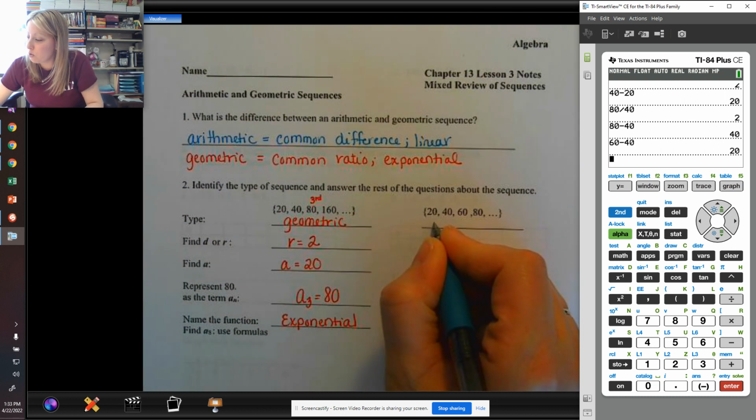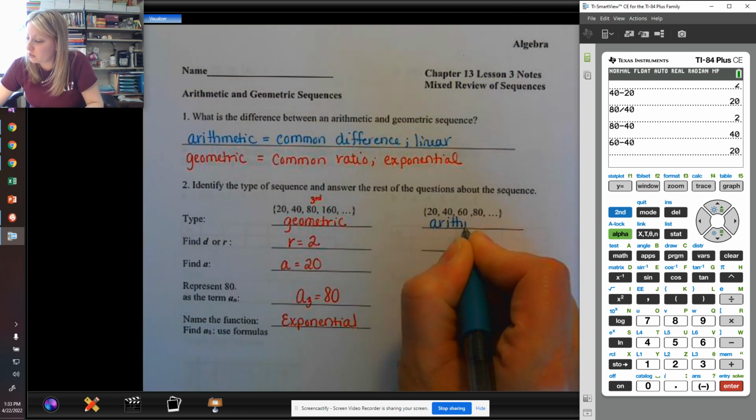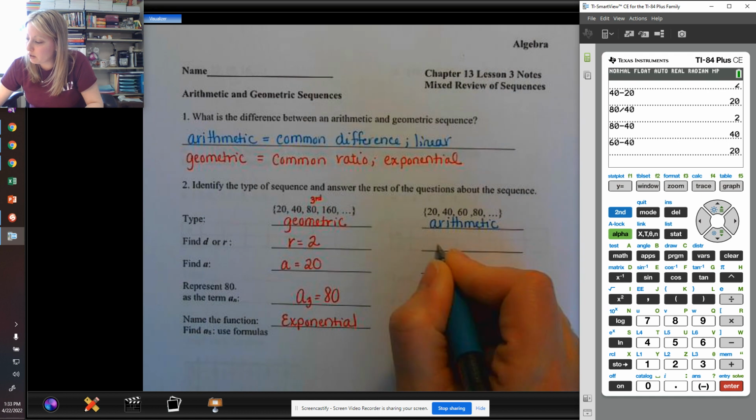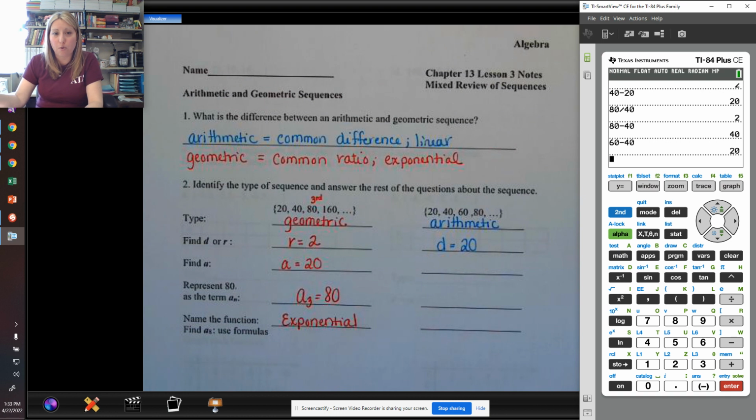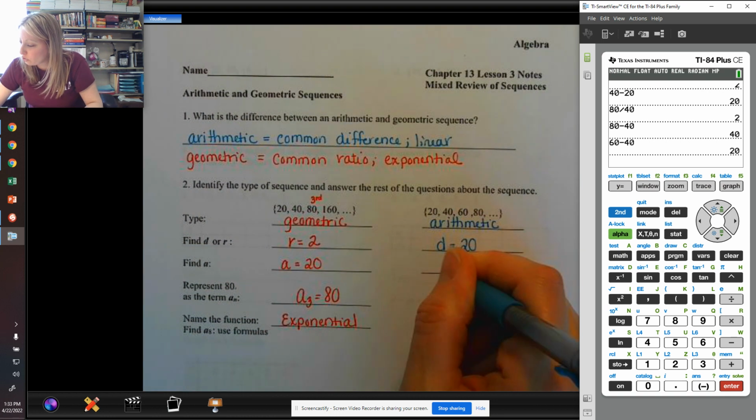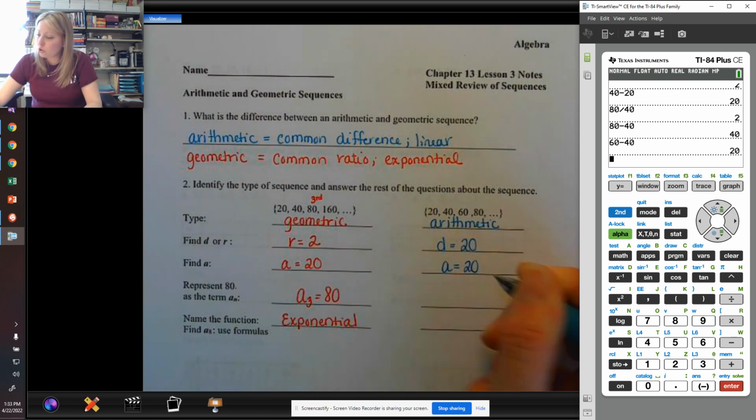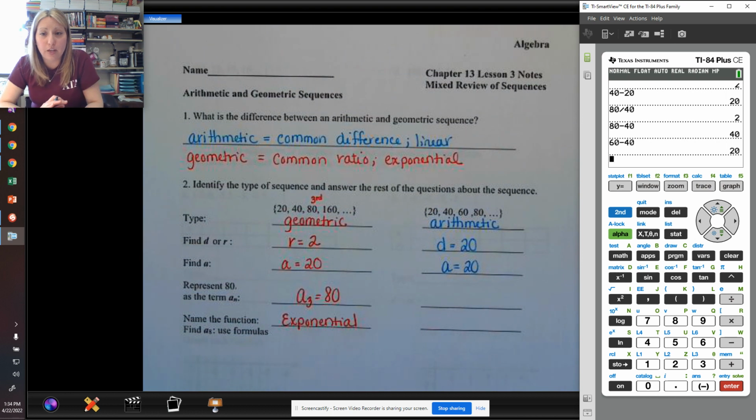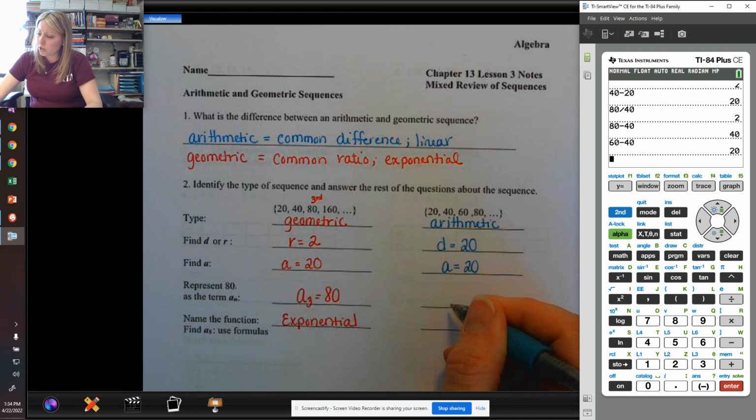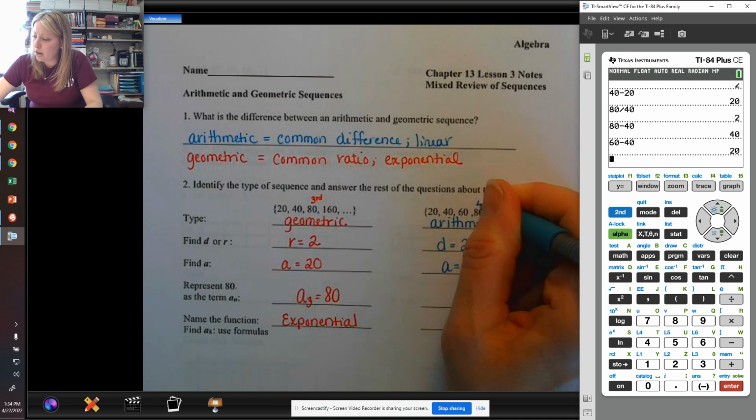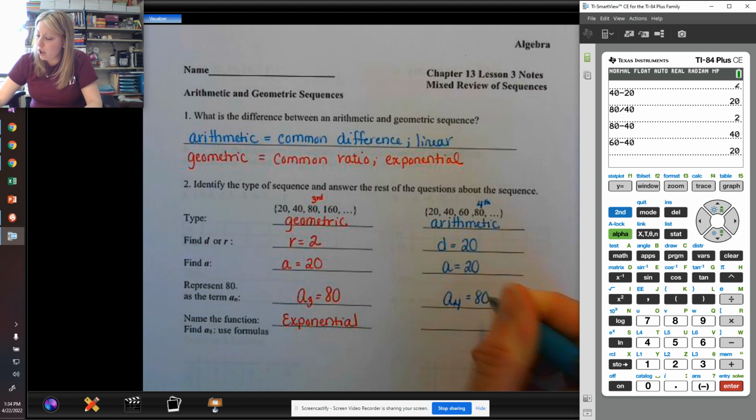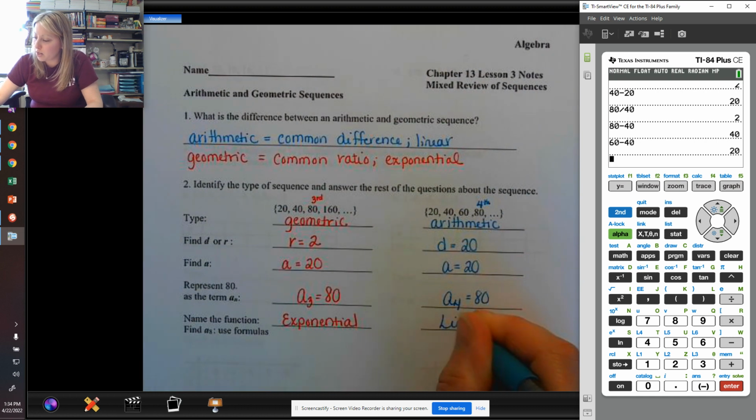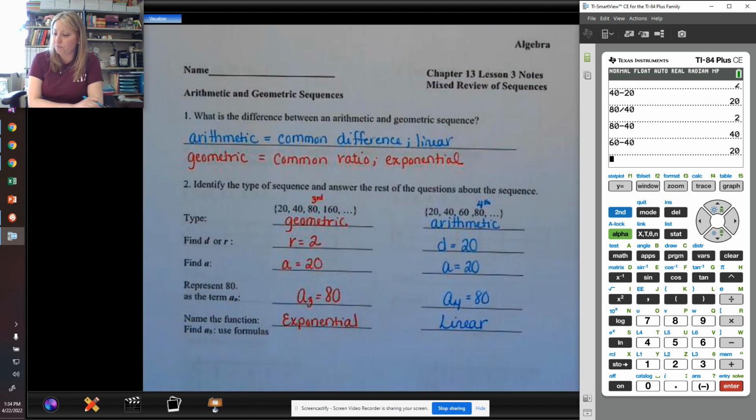So 60 minus 40, look at that, gives me that common difference of 20. So this time I know I have an arithmetic sequence. Because I was given a D value of 20, they actually are subtracting to give me the same value as I go. So my initial value still is 20. So both my D value and my initial value are the same in this case. That's not always the case. Then here I am looking at, what's 80? This time 80 is my fourth term in the sequence. So that would be A to the subscript 4. And what is the function being used? That'd be a linear function.